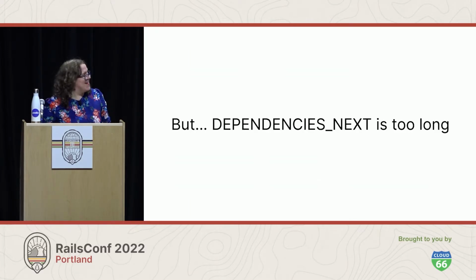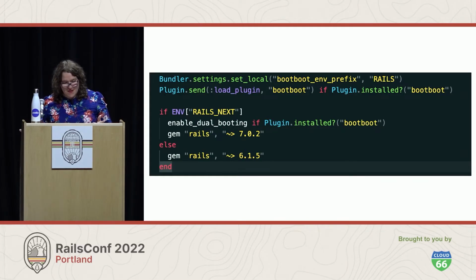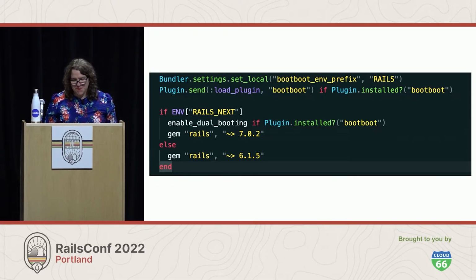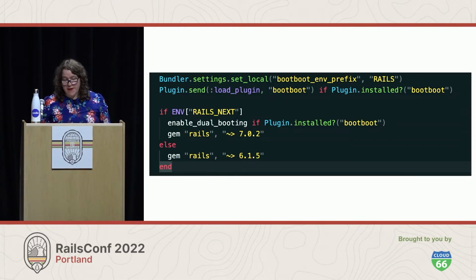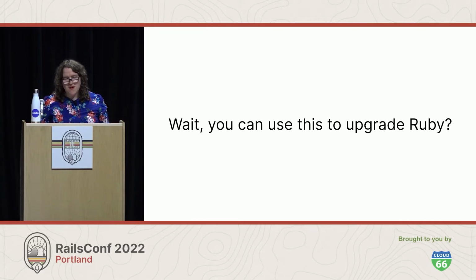DEPENDENCIES_NEXT is really long. I don't got time for that. What if you wanted to change it? Well, we can change this. To change it, you can set the Boot Boot environment prefix to Rails, and we can now update our code to use if ENV['RAILS_NEXT'] for our update. Much cleaner and shorter. This is the approach we use at Podia for our upgrades, and it's so easy for our developers to remember and type, even if we're using it to upgrade Ruby. Did you catch that? We can use this to upgrade Ruby versions as well.